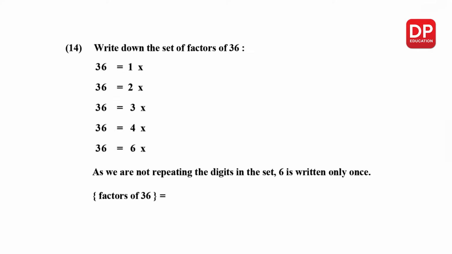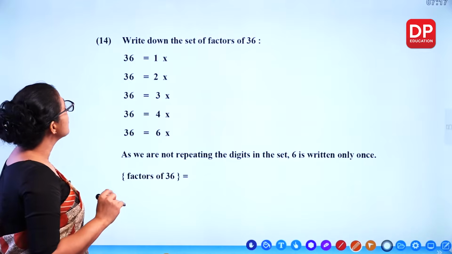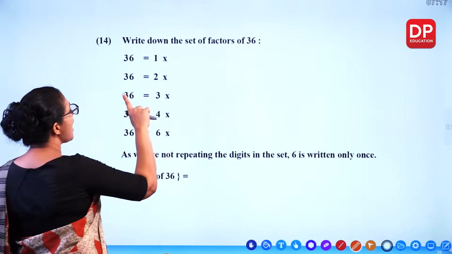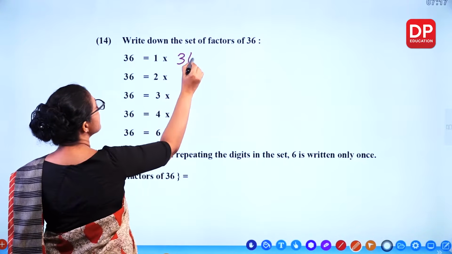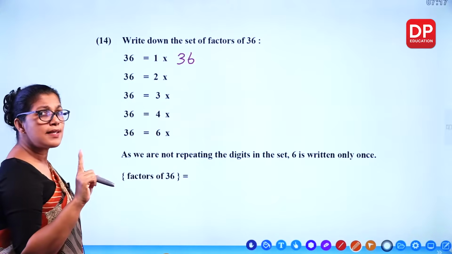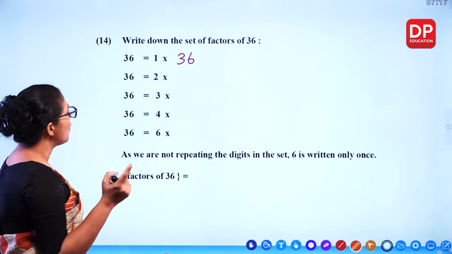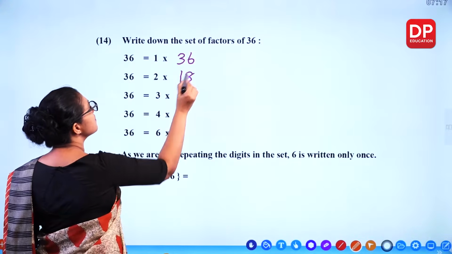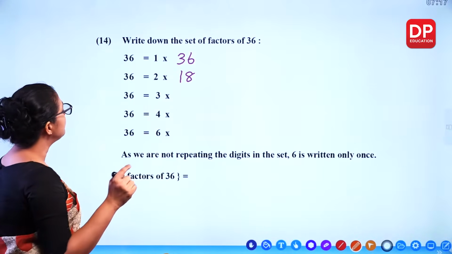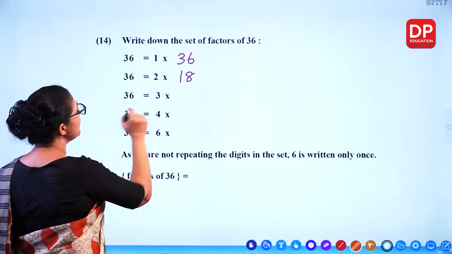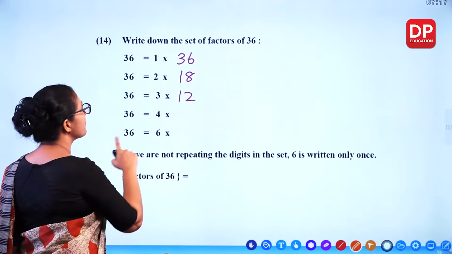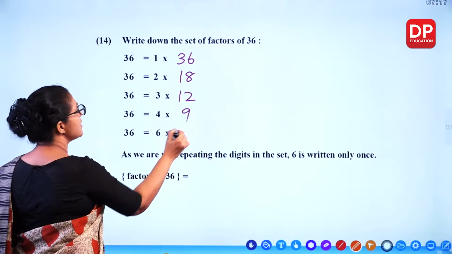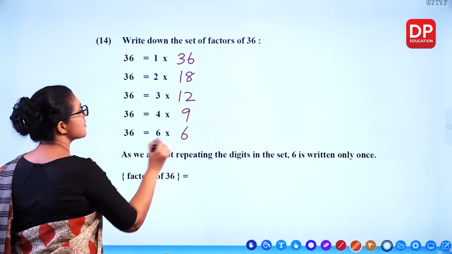Write down the set of factors of 36. So 36 I can write as 1 times 36. 36 is again 2 times what? You can divide by 2, you get 2 times 18. Divide by 3, you get 12. 4 times 9, 36, and 6 times 6.